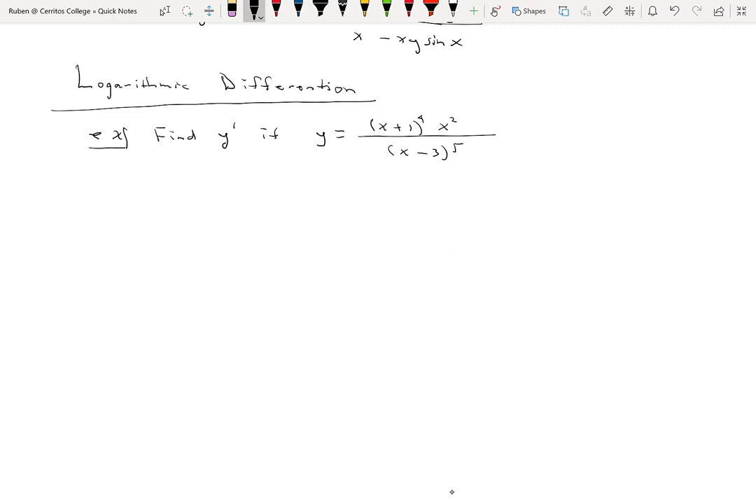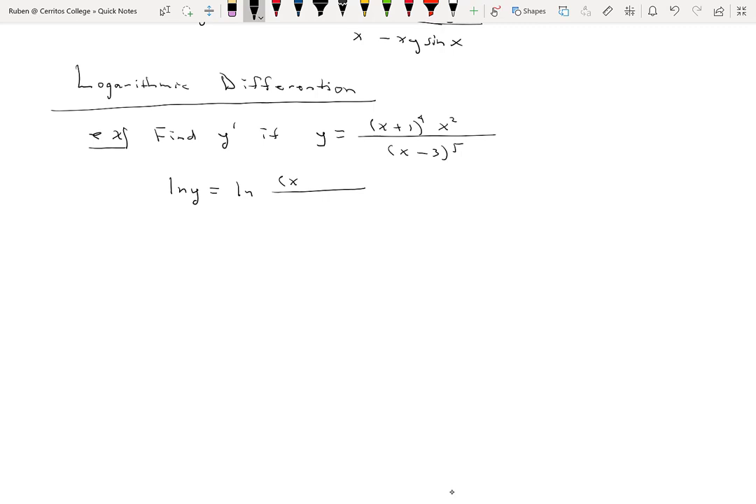You might be thinking, oh my God, what a nightmare. I'm going to have to use the product rule and the quotient rule within the quotient rule. This is going to be a mess. Logarithmic differentiation works like this. For rational functions, instead of taking the derivative right away, we can take the natural logarithm of both sides. Now take a look at what happens when I do that.